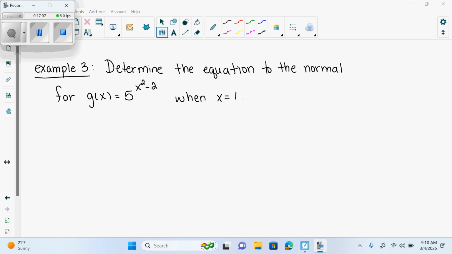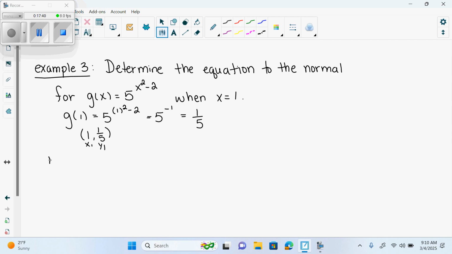So g of 1 equals 5 to the 1 squared minus 2. So what does it equal? 5 to the negative 1, which equals 1/5. There we go. I agree. Okay. So we have (1, 1/5). That's our coordinate, and that's our x1, y1.